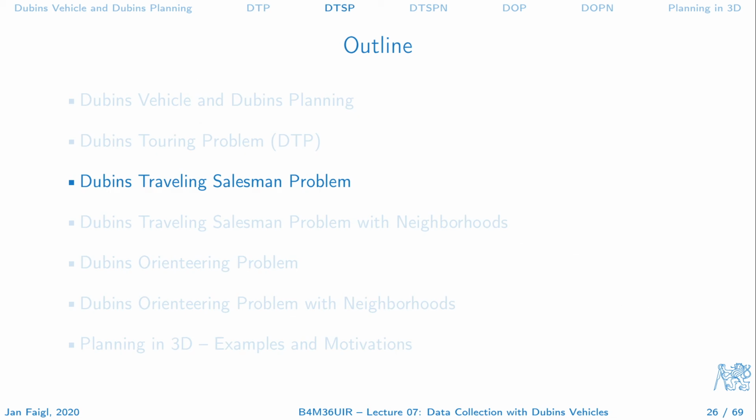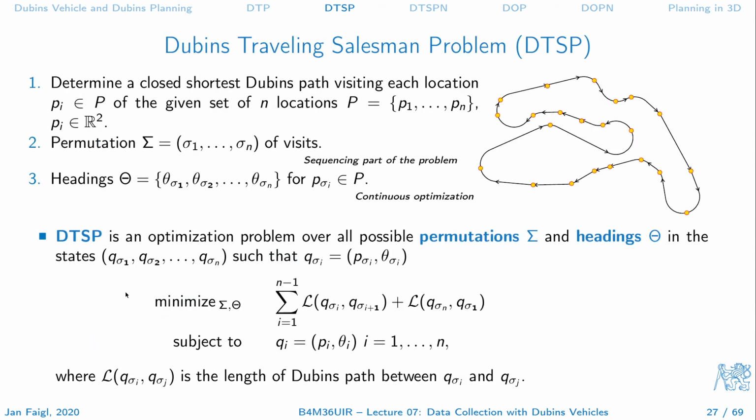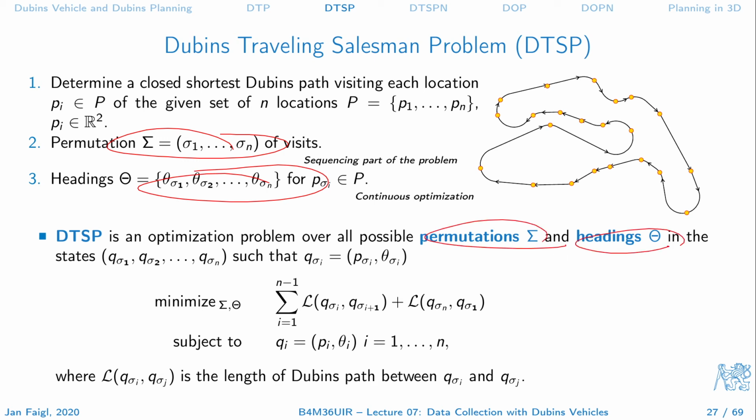But in our Dubins traveling salesman problem, we don't know the sequence. For the Dubins ring problem, we show that we are able to solve it or to find a very high quality solution. But the question is how we can employ it in our Dubins traveling salesman problem, because we need to elaborate the sequence and also the headings. So it is a combined sequencing part and continuous optimization.